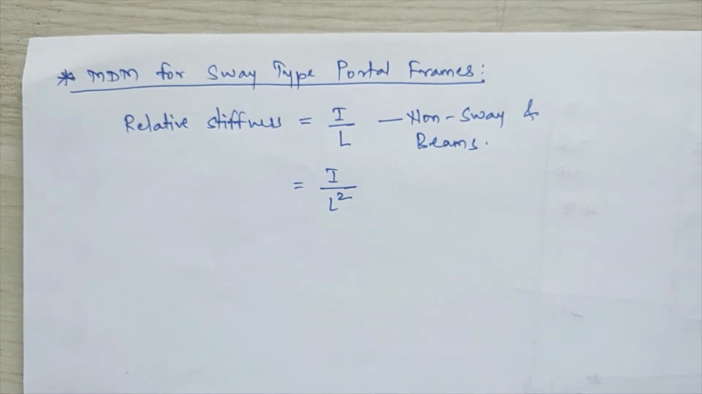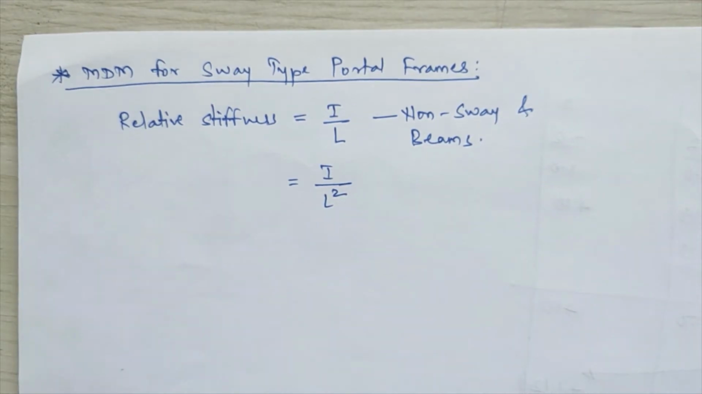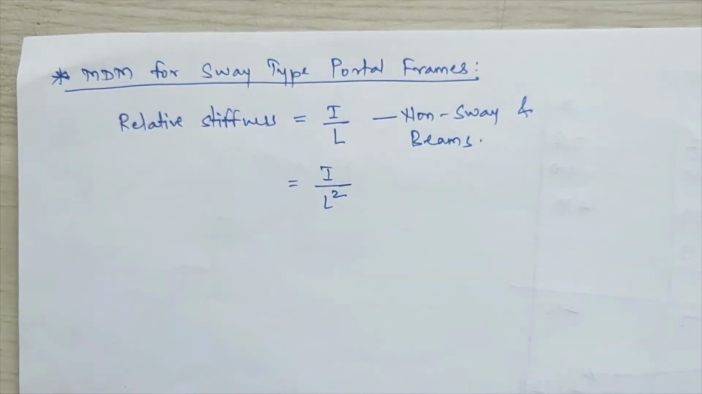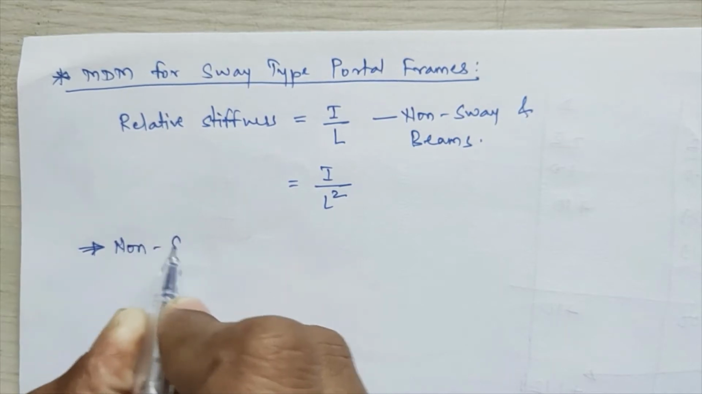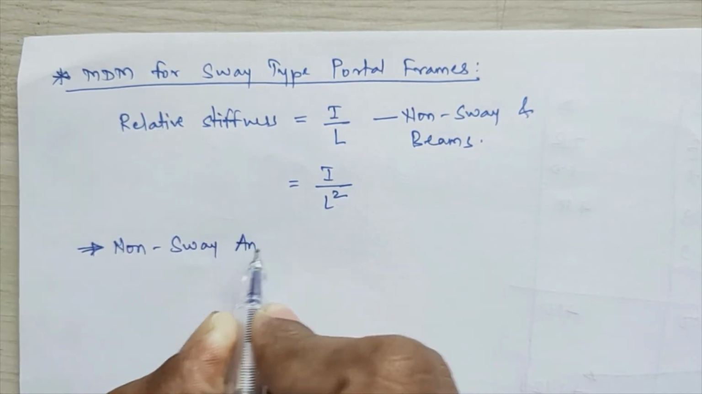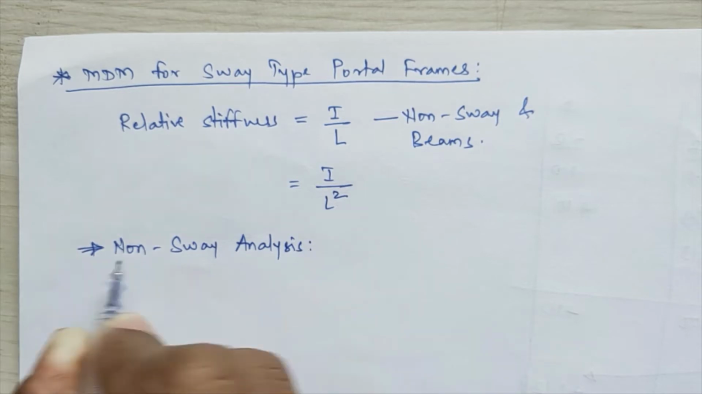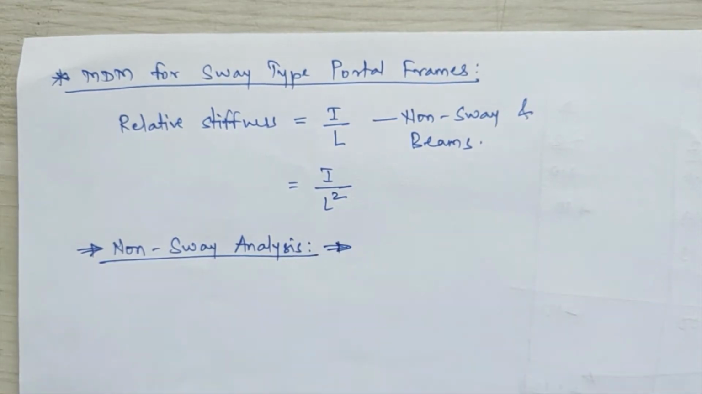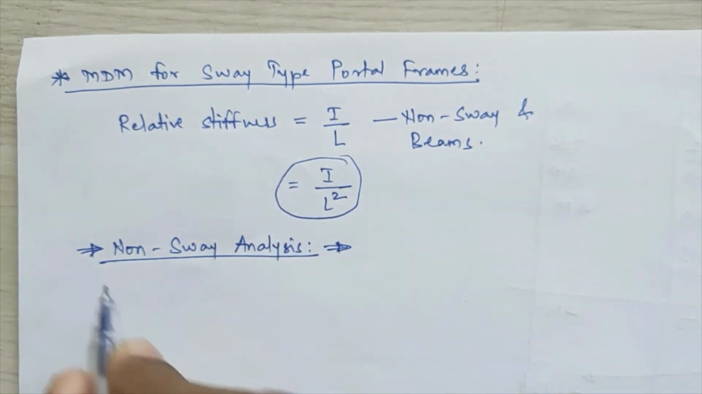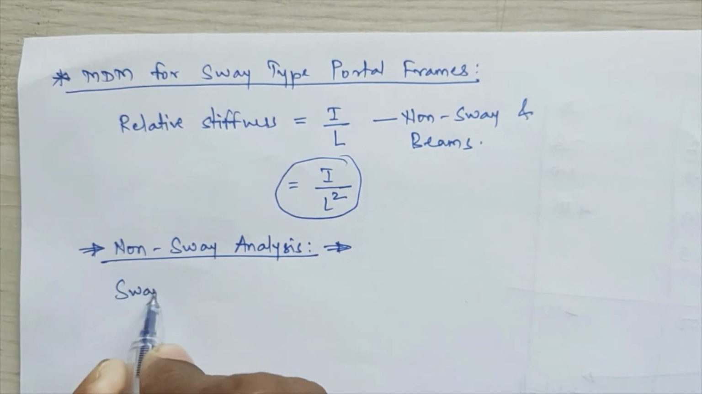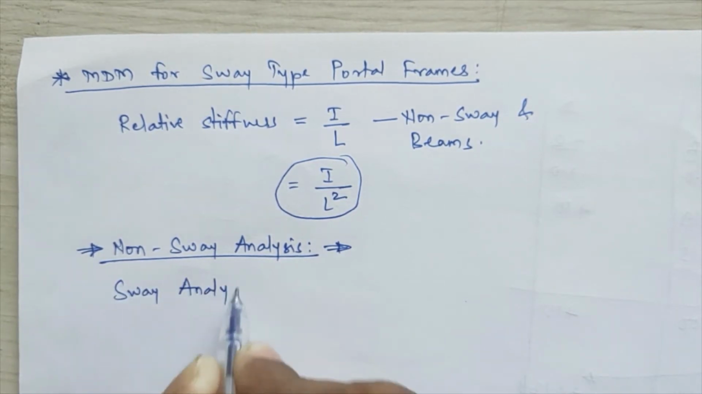Again, the difference in non-sway and sway type frame is that whatever analysis we are going to perform, initially we have to assume that your frame doesn't sway. So whatever analysis we carry will be called your non-sway analysis, conducted as per your previous numericals, that is beams and non-sway frames. After that, assuming this sway relative coefficient, we conduct the next analysis that will be called your sway analysis.